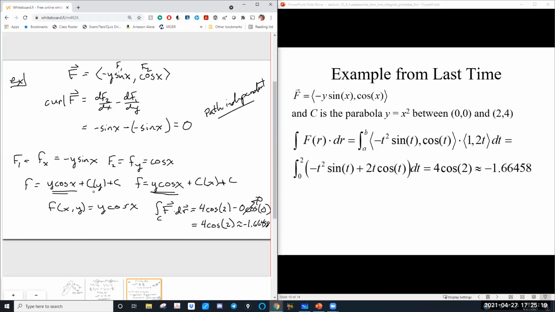That lowercase f sub x looks like the partial with respect to x. Yeah. And that is the partial of this function with respect to x, and this is the f sub y of this function with respect to y. But then when we're doing the curl test, we're actually taking the partials of f1 and f2, which are the mixed partials of the potential function.